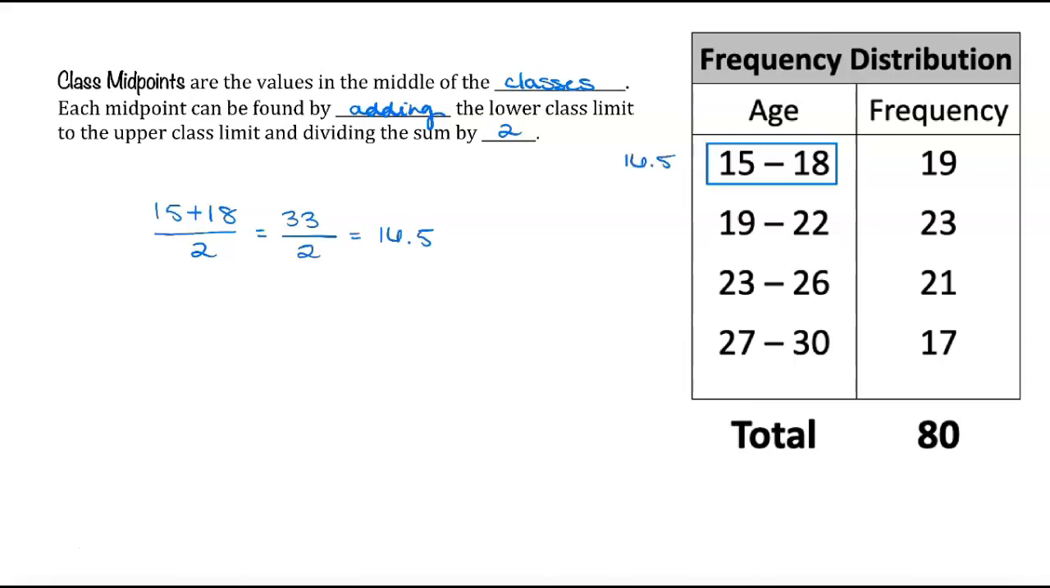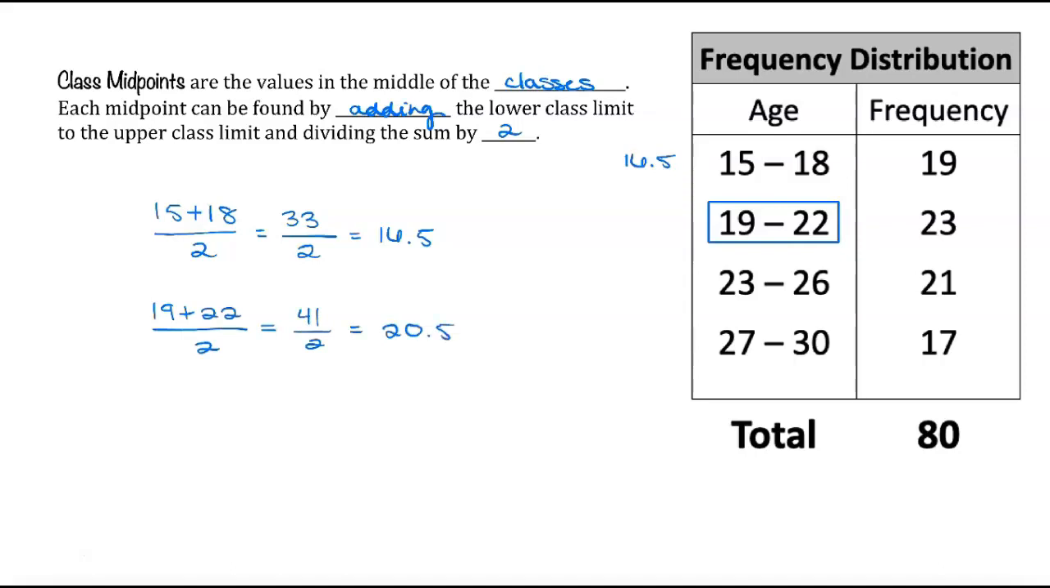So our first class midpoint is the number 16.5. For our second class, 19 to 22, we can find that class midpoint by adding 19 and 22 and dividing by 2. That's 41 divided by 2, or 20.5. So the second class midpoint is 20.5. Continuing in this way, we can find all 4 class midpoints.